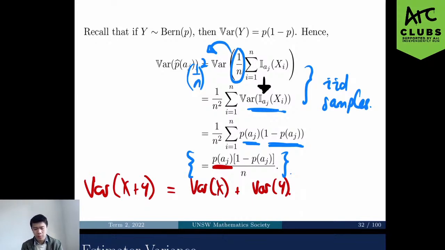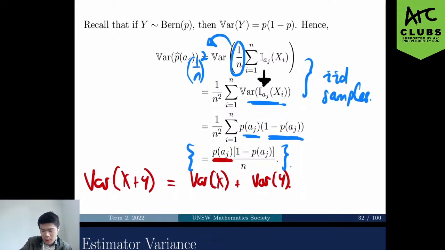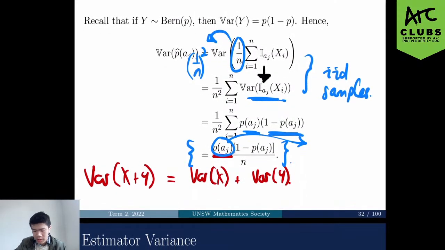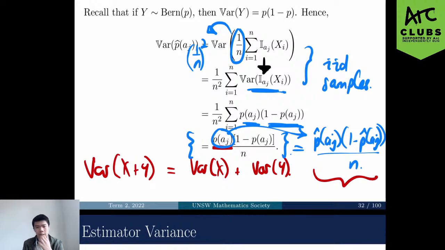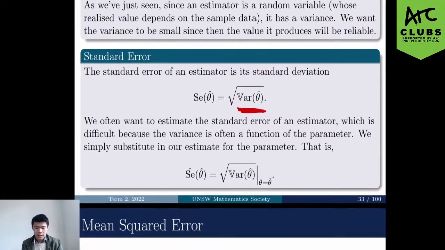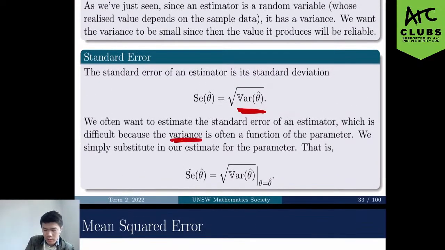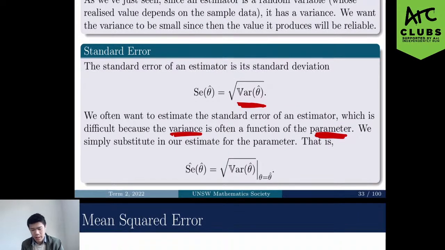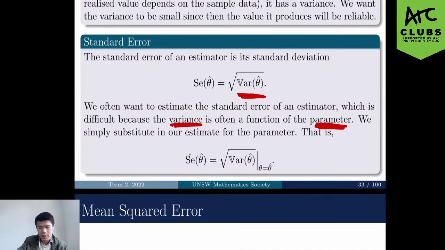Right? So what we often do is we basically replace this with the estimate of that random variable. So we'd replace this with this. So if someone asks you for the variance, you can give them this in terms of your actual expected value. That's what this means. It's difficult because the variance is often a function of the parameter itself, right? So we substitute in our estimate for the parameter. So that's what this line over here means. It's equal to the square root of the variance, where we sub in theta with the estimate over here.